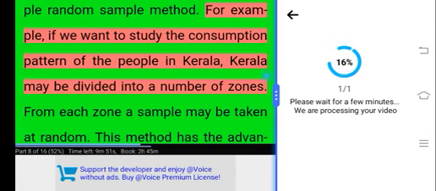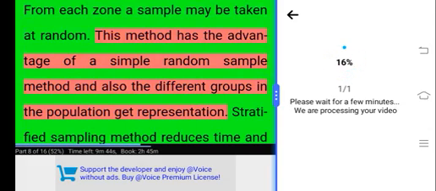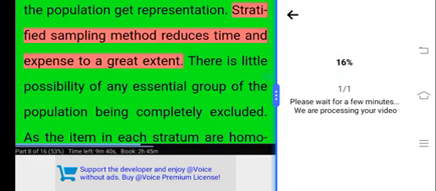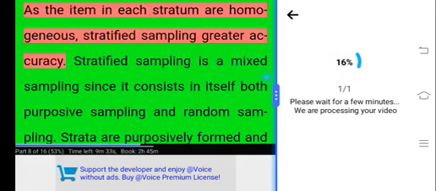For example, if we want to study the consumption pattern of the people in Kerala, Kerala may be divided into a number of zones. From each zone, a sample may be taken at random. This method has the advantage of a simple random sample method, and also the different groups in the population get representation. Stratified sampling reduces time and expense to a great extent. There is little possibility of any essential group of the population being completely excluded. As the items in each stratum are homogeneous, stratified sampling gives greater accuracy.